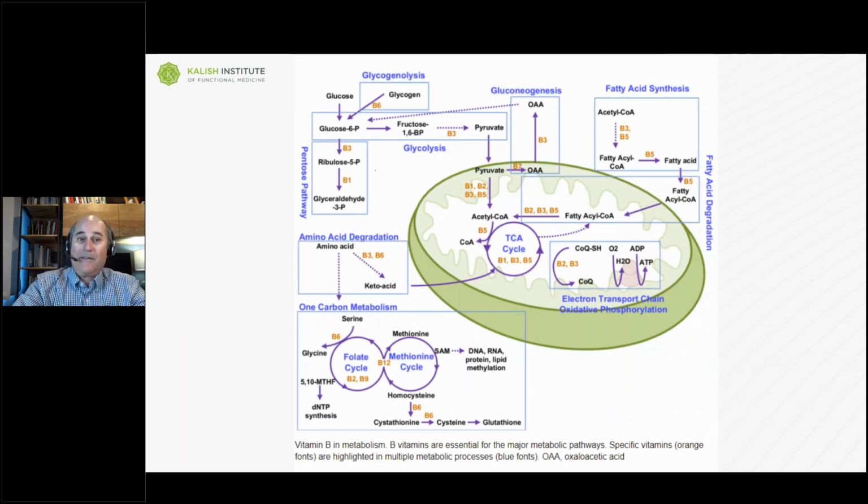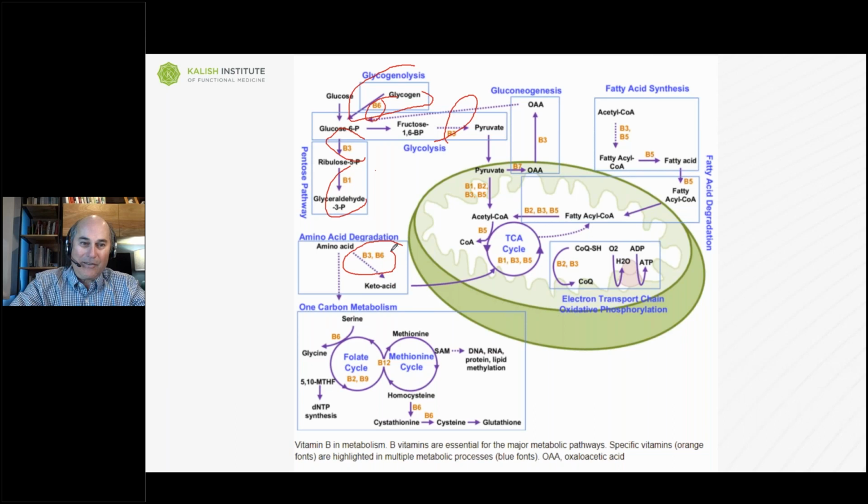Now, if you're looking at this diagram here and you're thinking, well, why is he even showing us this? It's just to show you where the B vitamins are important. And what parts of what we're talking about are they important in? Well, there's a B vitamin up here. That's glycolysis. There's a B vitamin here. There's B vitamins here and here.